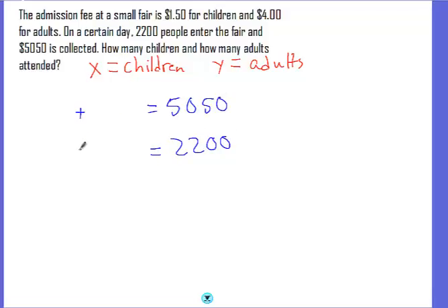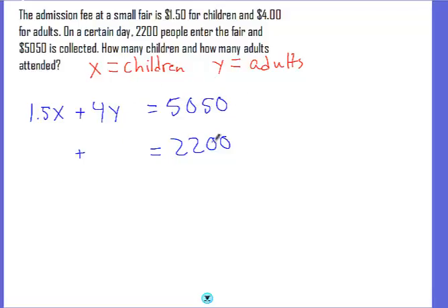Now, on the left side of both equations, we need to figure out what they equal. Well, the $5,050 is talking about the money collected, all right? So we're going to have money collected from our x's, from our y's, aka our children and our adults. For every child, it's $1.50. So you're going to take 1.5 multiplied by x to find out how much money was paid from children. Then it's $4 per adult, so you're going to multiply the amount of adults by $4. When you add those up, you get $5,050.